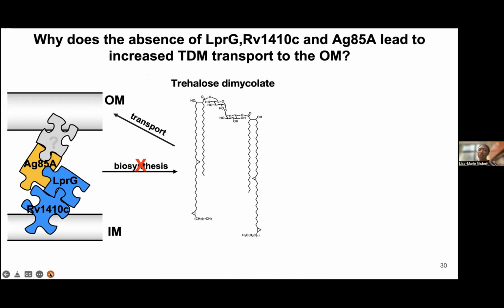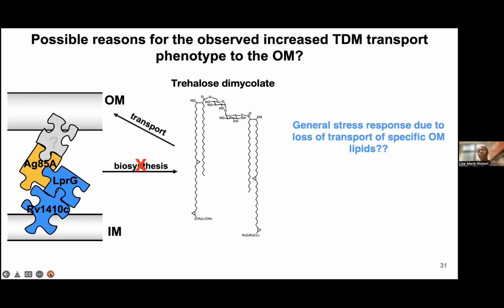But instead, I observed that there's an increased trehalose dimycolate transport phenotype in the absence of LPRG, Rv1410c, and antigen 85A. And so these results prompted me to ask, why does the absence of LPRG, Rv1410c, and antigen 85A lead to an increased trehalose dimycolate transport phenotype to the mycobacterial outer membrane? And so one possible hypothesis is that this phenotype could be due to a general stress response.